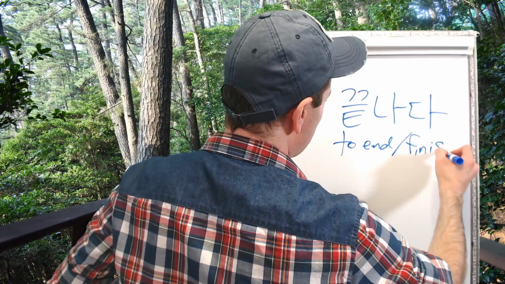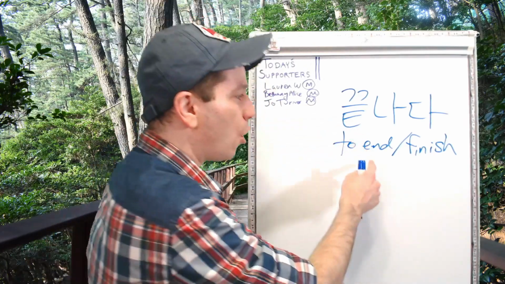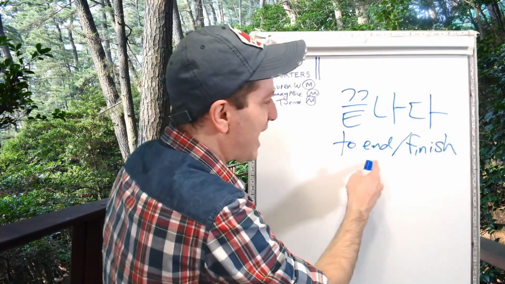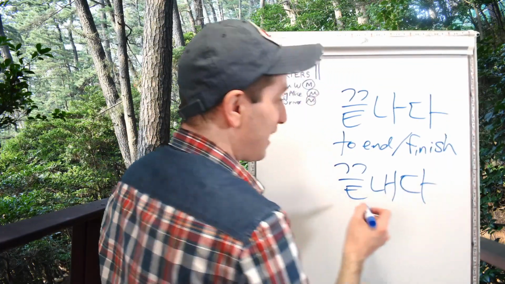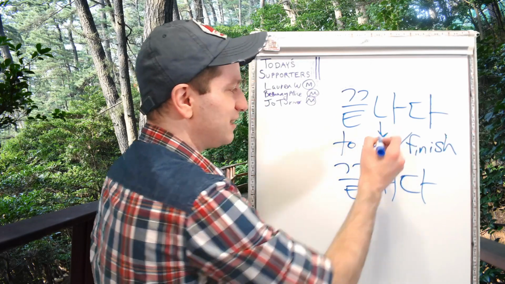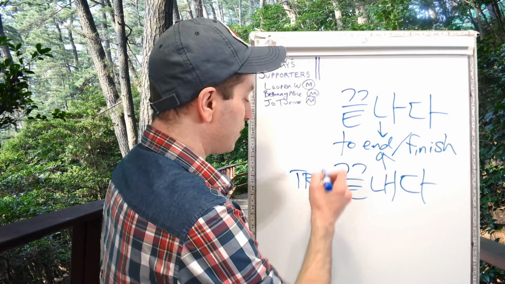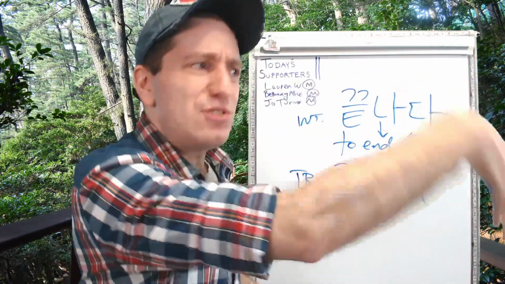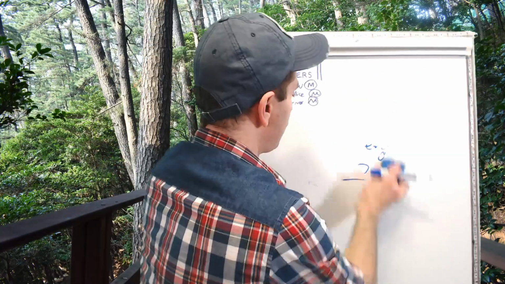But it doesn't mean that you are finishing something, like I finished my homework. This means your homework finished. Your class ended. There is a transitive version of this verb. 끝내다 has the exact same meaning as 끝나다 in English, to end or to finish, but this is a transitive verb, and this one can do something to something. So this one would be the one that you say when I finished my homework.